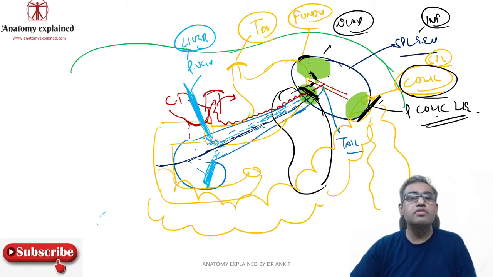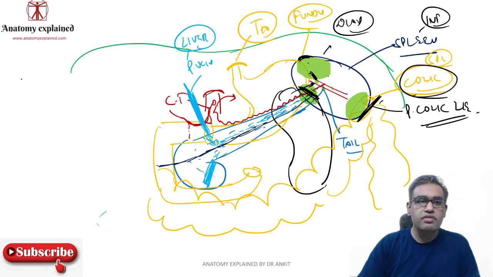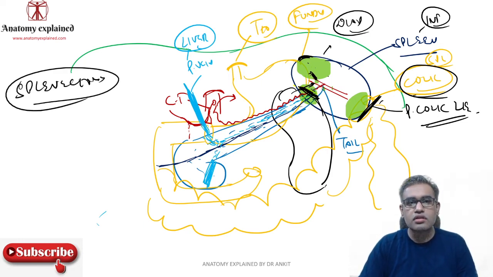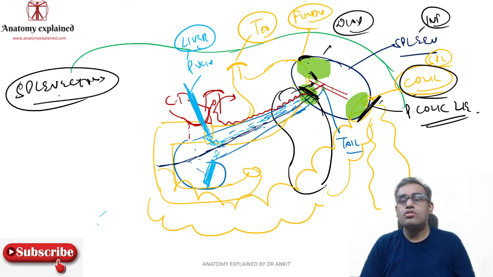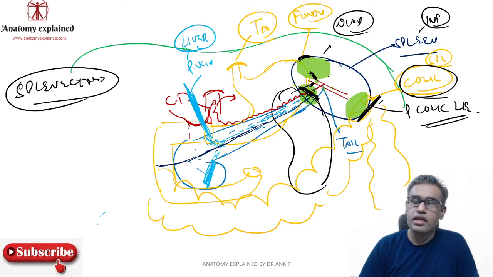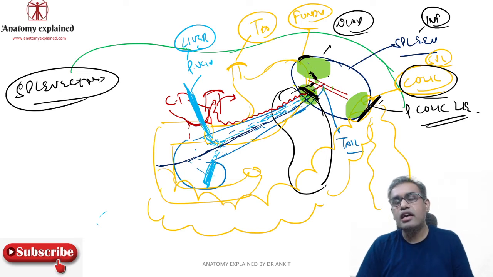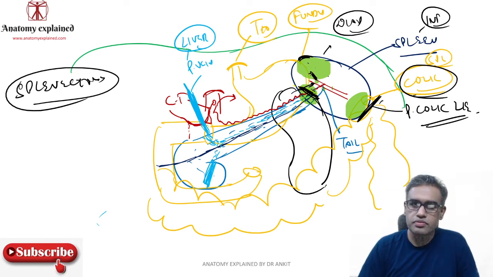Okay, now what is the importance of these? The importance of these is there is a very common procedure done, that is known as splenectomy, because the spleen is the most common organ to damage or rupture in case of blunt abdominal trauma. So when the spleen is damaged, the best is to take it out, because the spleen is not essential for life. If you take the spleen out, those functions will be carried out by the liver or other lymph tissues.